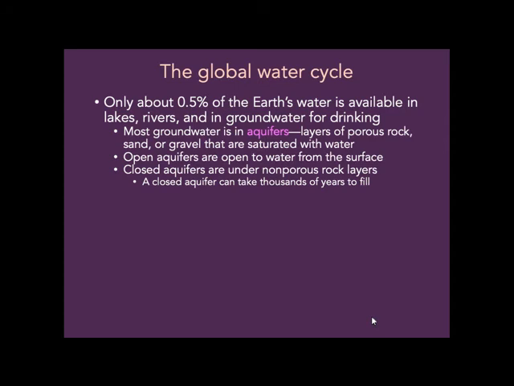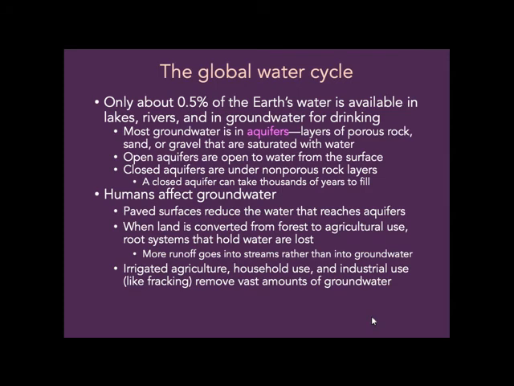So only about 0.5% of the water on Earth is available in lakes, rivers, and in groundwater for drinking. Obviously, we can't drink ocean water. Most of the groundwater is in aquifers. Like I just mentioned, those are layers of porous rock, sand, or gravel that are saturated with water. There are open aquifers that are open to water from the surface, and closed aquifers are under non-porous rock layers. It can take thousands of years to fill up a closed aquifer, so if we tap into one and use the water, it'll be a very long time before it can refill.